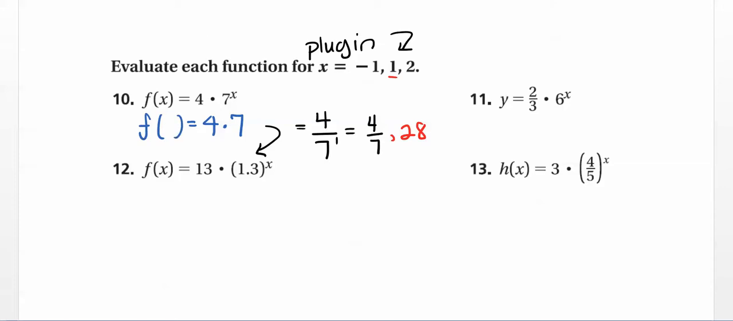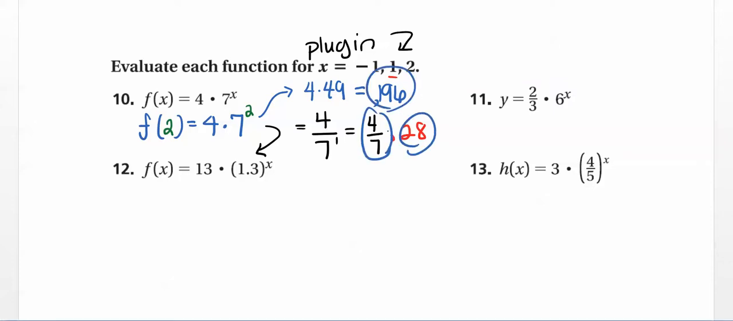So now I'm going to plug in 2. And so that's going to be 4 times 49, which is 160 plus 196. Okay, so my three answers are 4/7, 28, and 196.